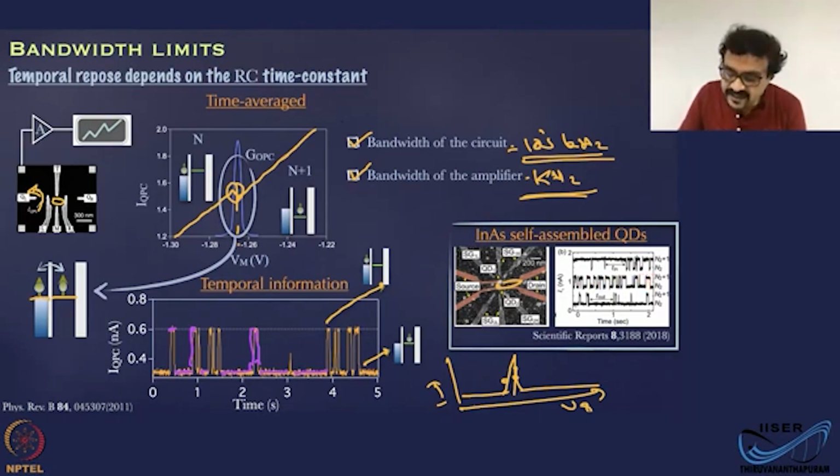But again, you can see that the time scales here are in seconds. So these events are about a millisecond or so in duration. That's the fastest that you can capture, and that is decided by the bandwidth of this amplifier.